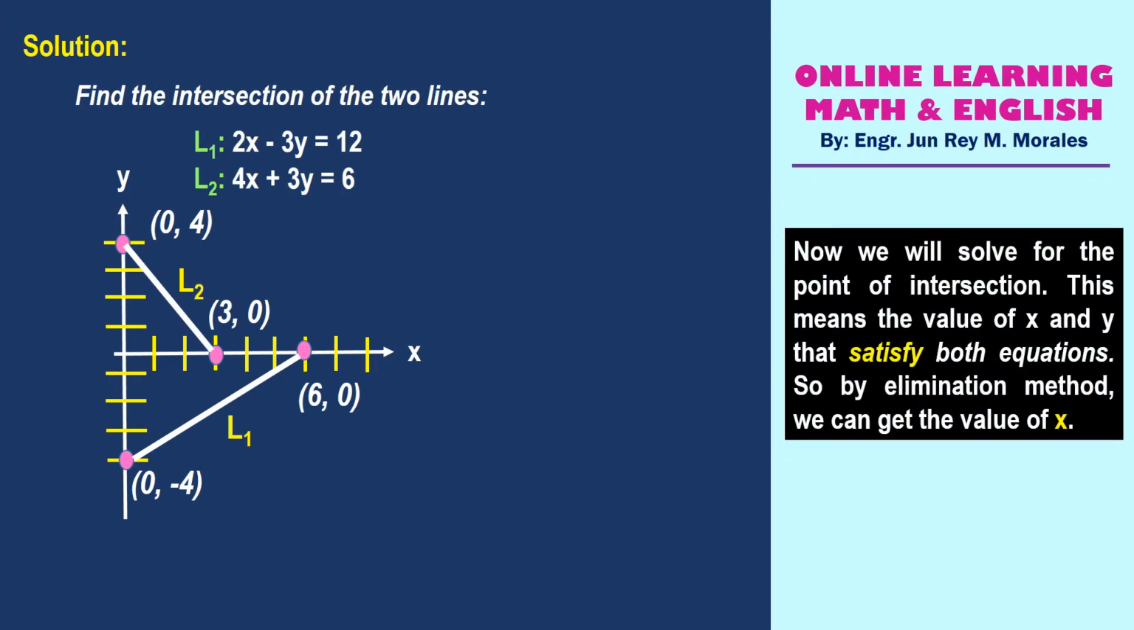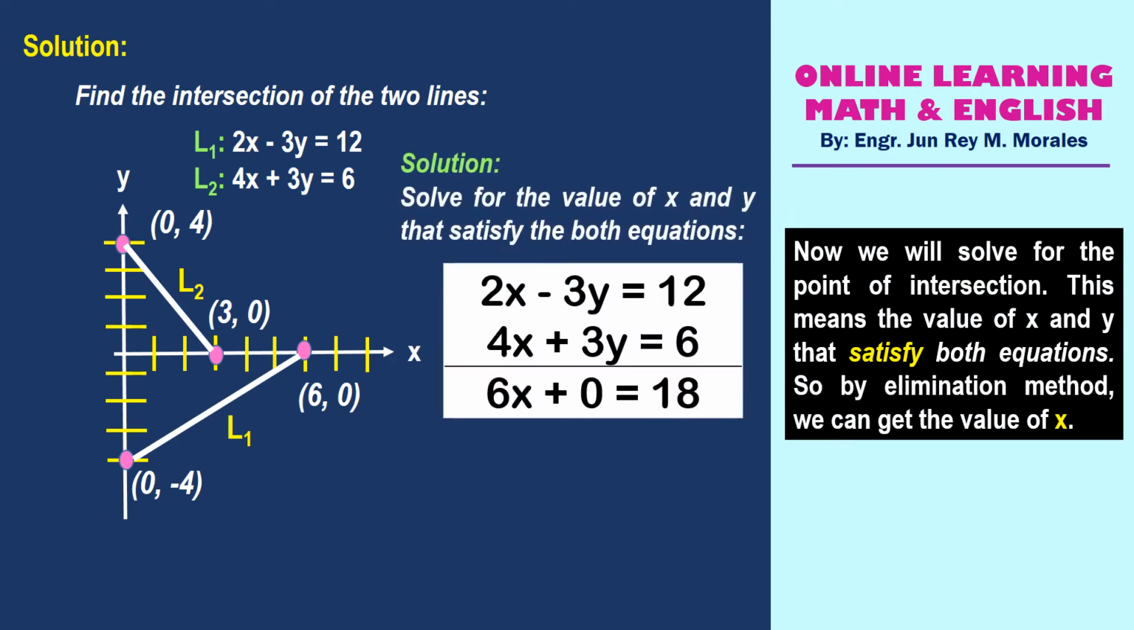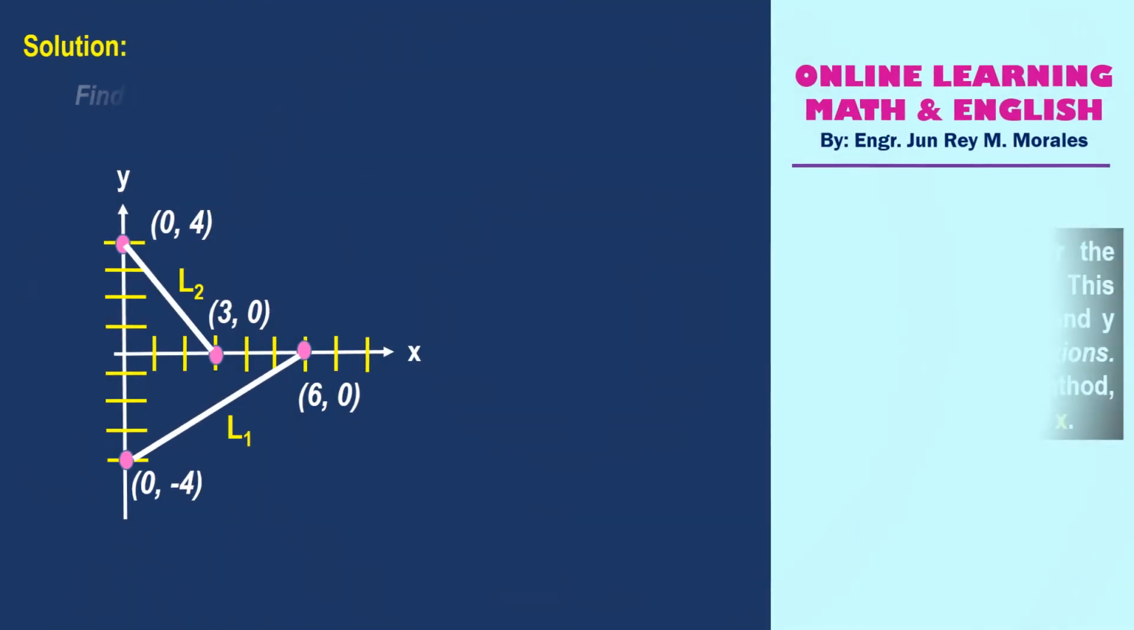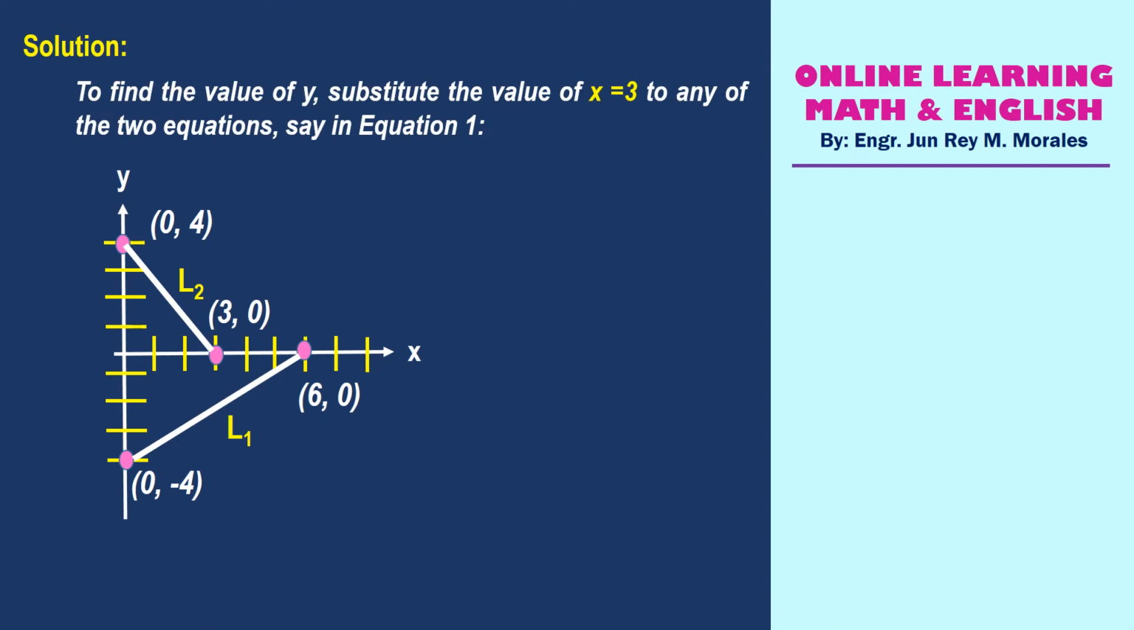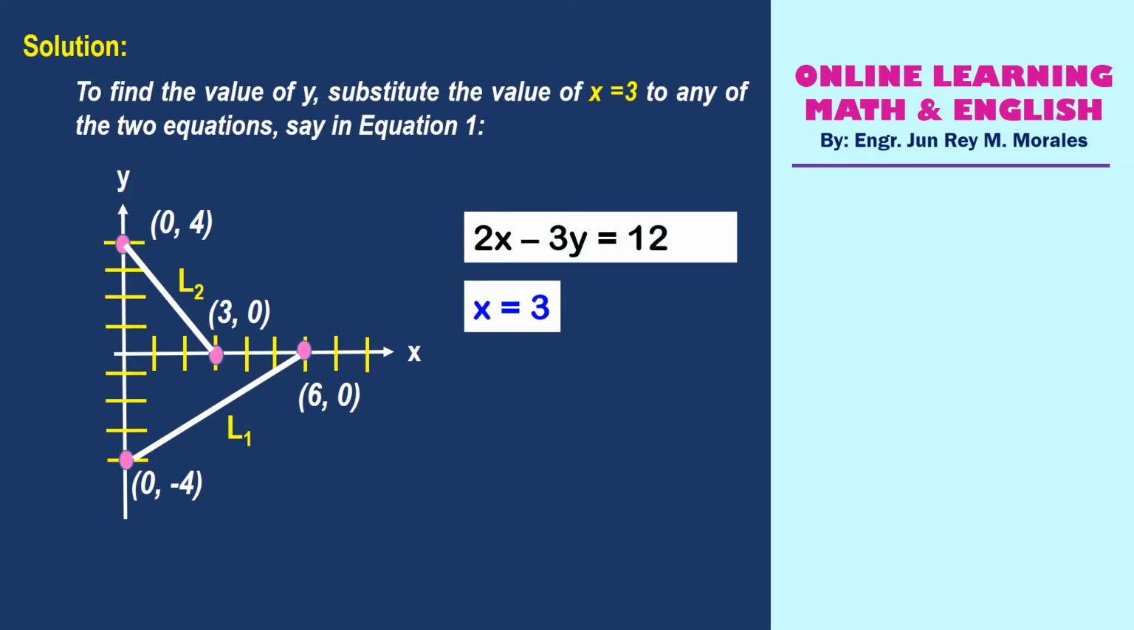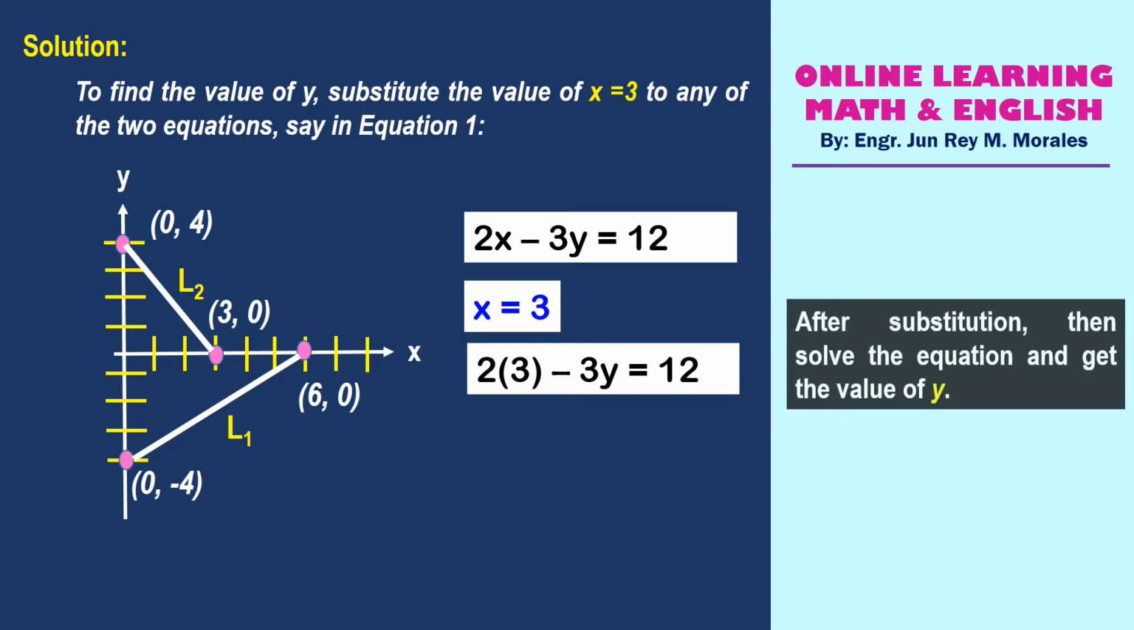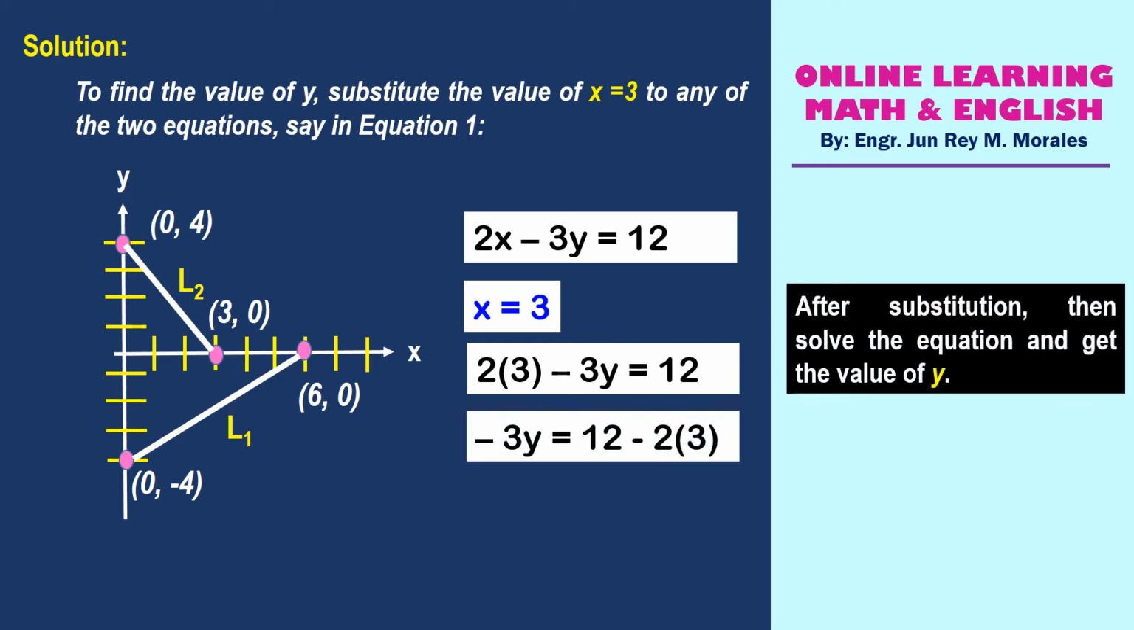Now we will solve for the point of intersection. This means the value of x and y that satisfy both equations. So by elimination method, we can get the value of x. To find the value of y, substitute the value of x, which is equal to 3, to any of the two equations. Say in equation 1. After substitution, then solve the equation and get the value of y.